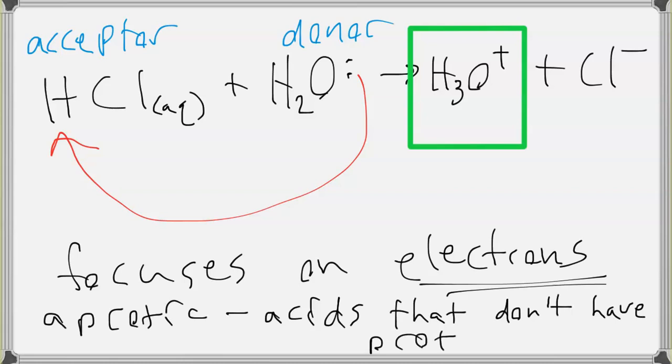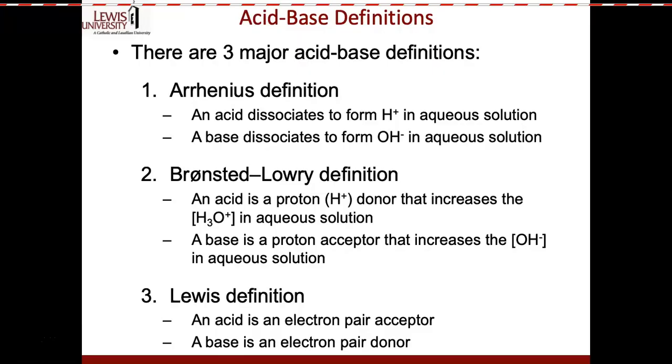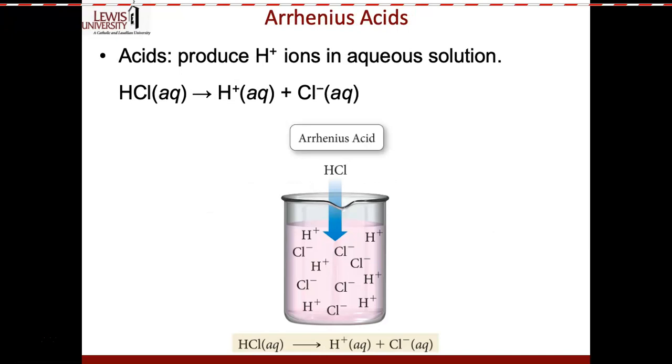So you can have acids that don't have protons on them. And if you have an acid without a proton, well, how does it fit Arrhenius and Bronsted-Lowry? It doesn't. But an acid without a proton still can have electrons that can be donated or accepted, right? And so if you're accepting electrons, that means you're a Lewis acid. And just because you don't have a proton doesn't mean you can't be an acid. So the Lewis definition is kind of the all-encompassing definition because it focuses on those electrons, not just the proton.